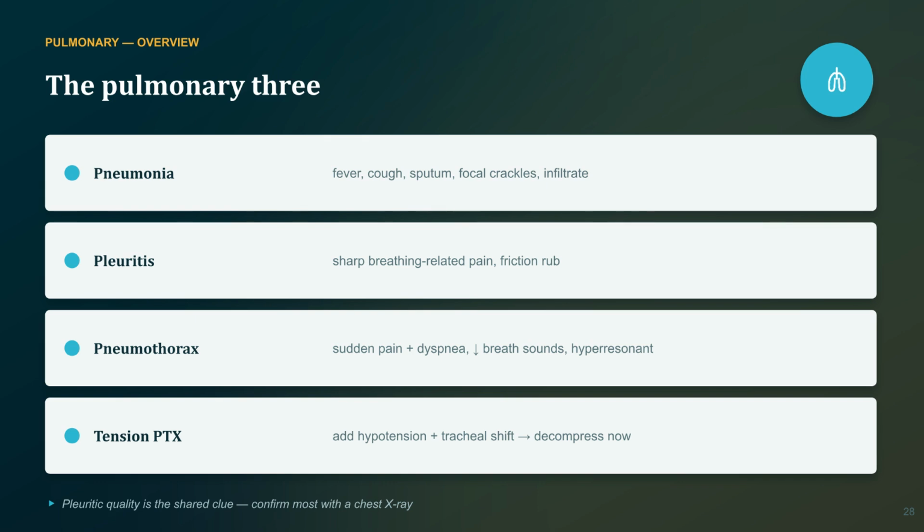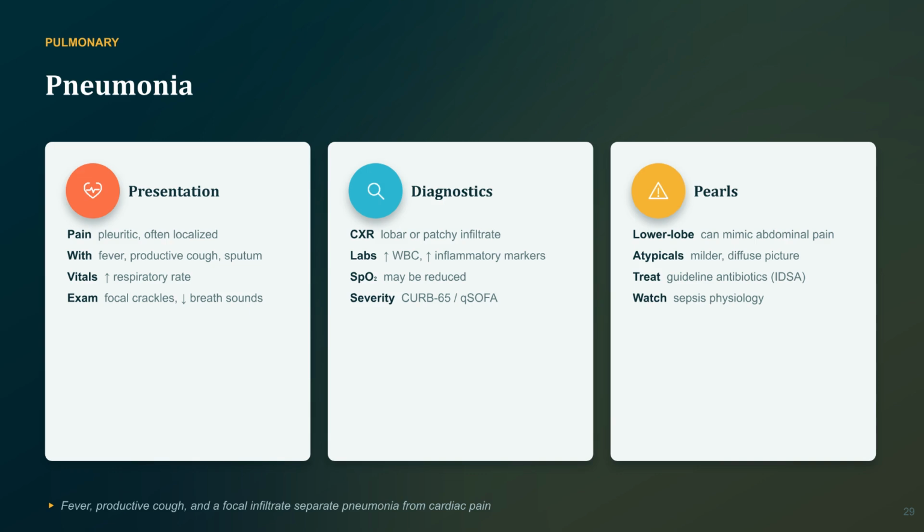Pneumonia is characterized by fever and cough, while a pneumothorax presents with sudden dyspnea and decreased breath sounds. Attention: pneumothorax is a medical emergency requiring immediate decompression before imaging. Pneumonia is confirmed by fever, productive cough, and focal infiltrates on a chest X-ray. Because lower lobe infections can sometimes mimic abdominal pain, it is important to be thorough. We use standardized scoring to assess severity and guide antibiotic treatment.